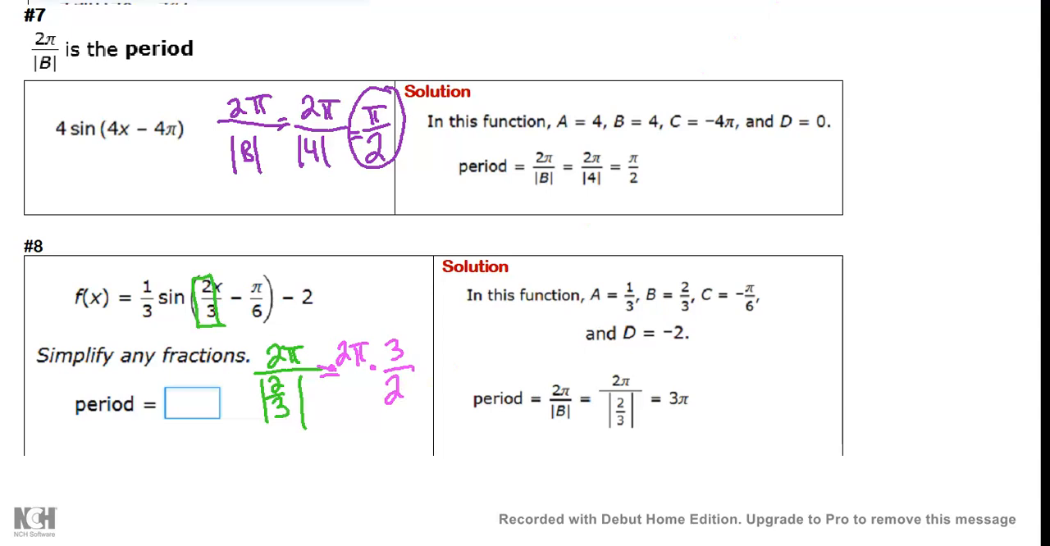Then these twos cancel out right there. So what that leaves us is 3 pi over nothing in the denominator. So that is your period right there.